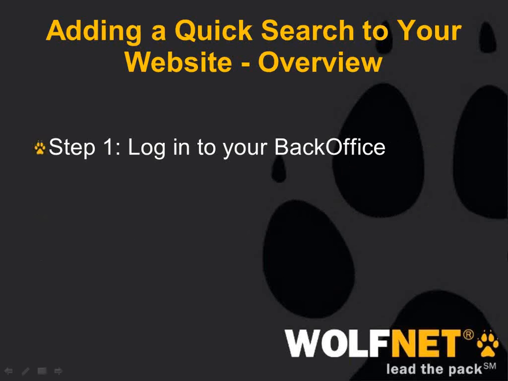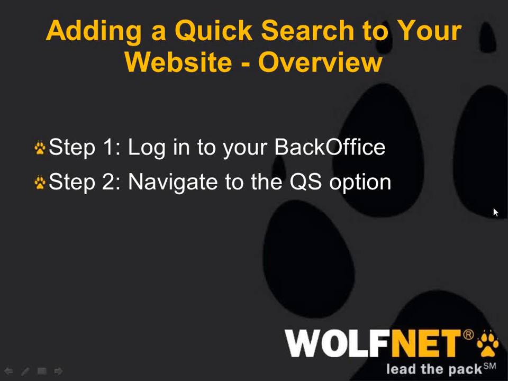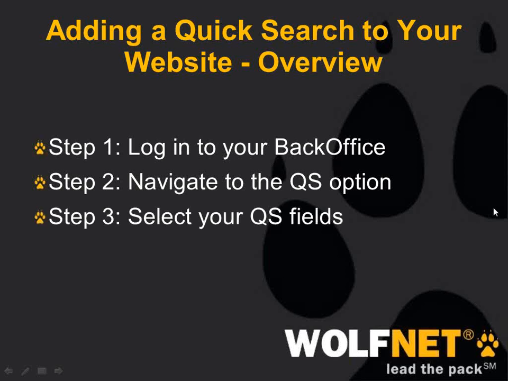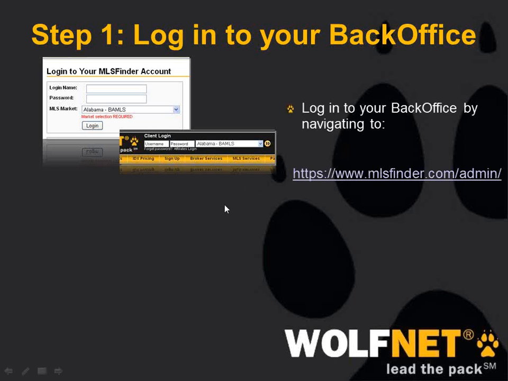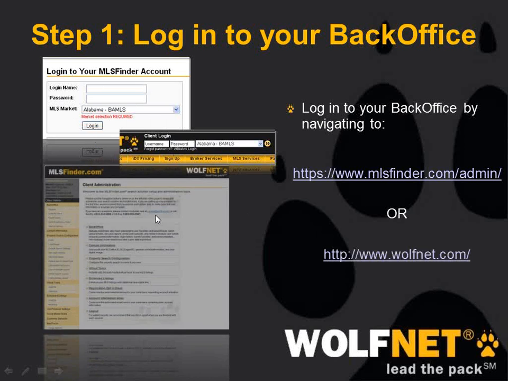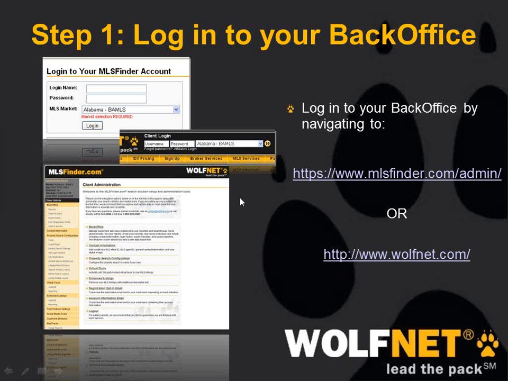A quick overview. It's a pretty quick process in getting this going and set up. Basically, we're going to log into the back office, find the actual quick search option, select the criteria you want, and then generate and get the code. So to log in, if you've never been to the WolfNet back office before, you can navigate to mlsfinder.com/admin for this login screen, or you can go to wolfnet.com and log in up at the top on the top menu bar.